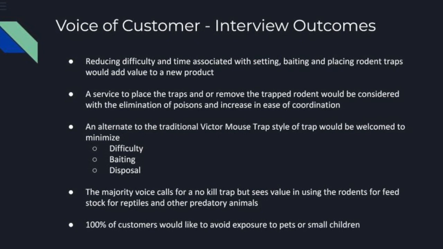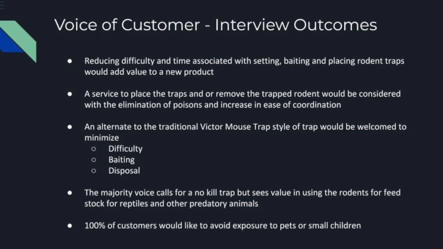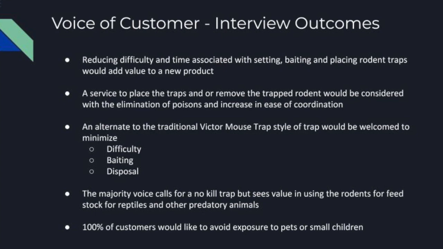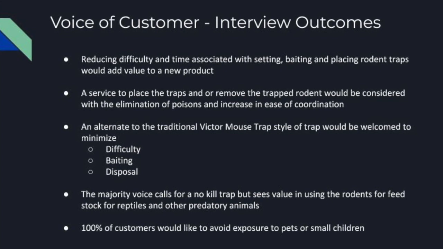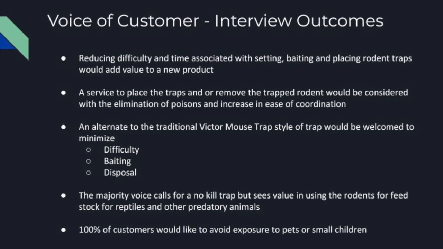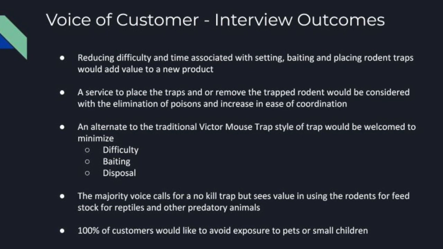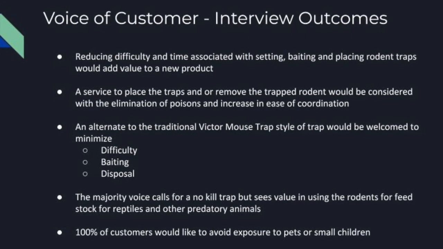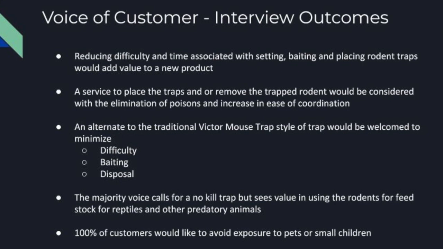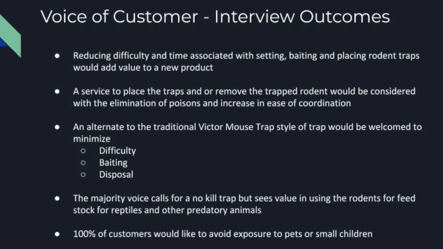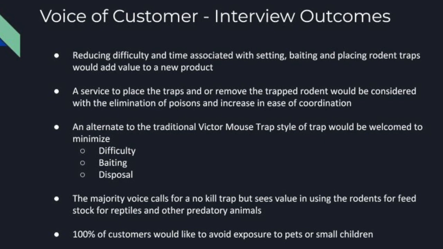A service to place the traps and to remove the trapped rodent would be considered, with the elimination of poisons and increase in ease of coordination. An alternative to the traditional Victor mousetrap style of trap would be welcome to minimize difficulty, baiting, and disposal. The majority voice calls for a no-kill trap, but sees value in using the rodent for feedstock for reptiles and other predatory animals. And 100% of the customers would like to avoid the exposure of any poisons or contaminants to their pets or small children.